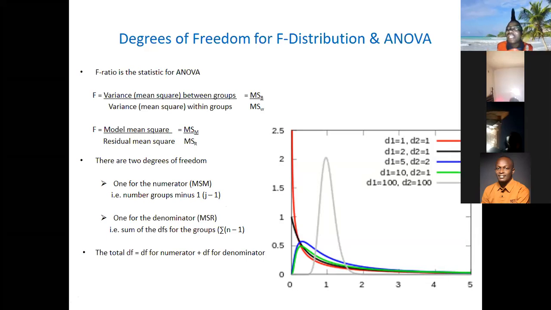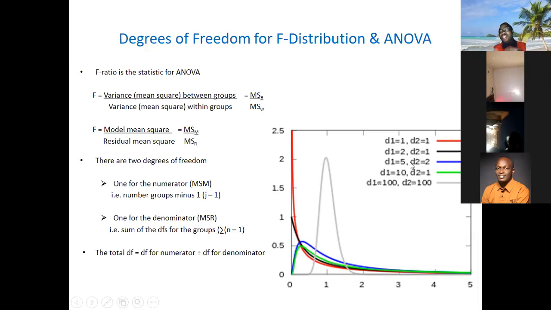So in that case now, the variance for the numerator is the number of groups minus 1. The denominator variance could be, for each of the 3 groups, n minus 1, that is n in each group minus 1, the sample size in each group minus 1. So that is why the ANOVA or F distribution has 2 variances.